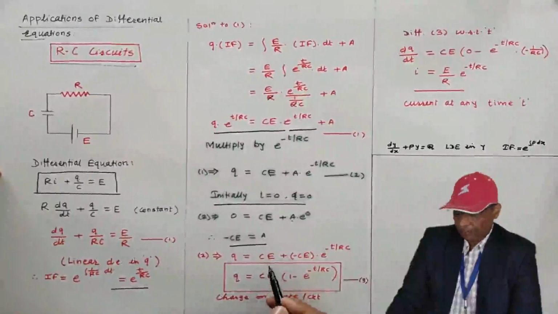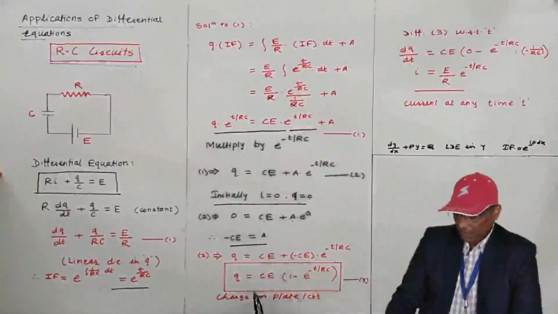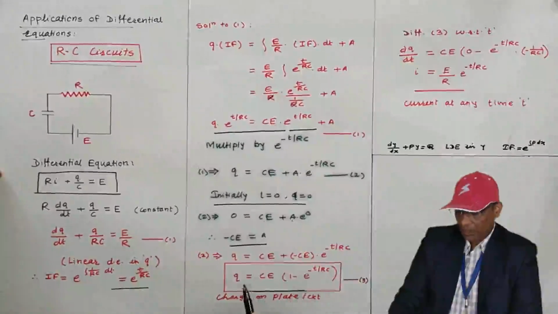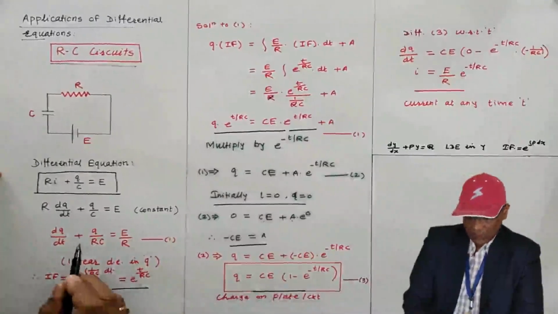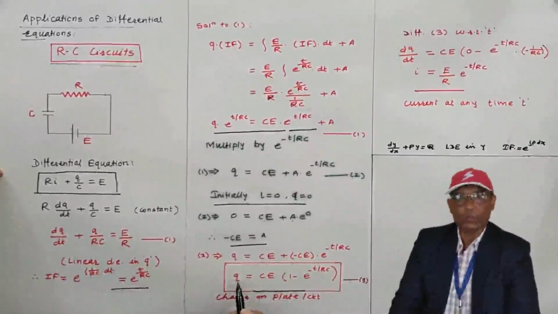Now one more step, take CE common. So this is the value of Q. This is charge on a plate or charge in the circuit at any time t. This is the value of Q. This equation we have solved and we found value of Q.